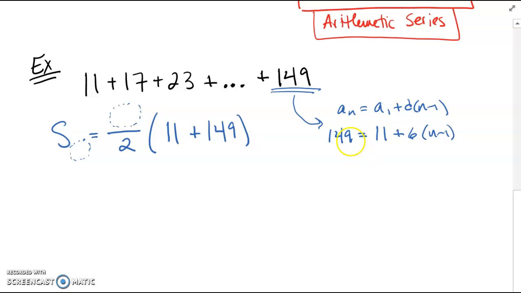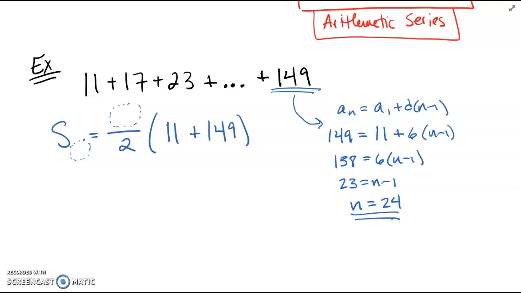All right, so this is the connection between the previous two lessons, is that we're going to solve this, and I'm just kind of doing my own way here, and I get 23 equals n minus 1. So I have to do this little side problem to figure out that there are 24 terms in this list to be added up, because the dot, dot, dot, we didn't know. And so now I'm going to finish the problem by just bringing that 24 back into the blanks, 24.